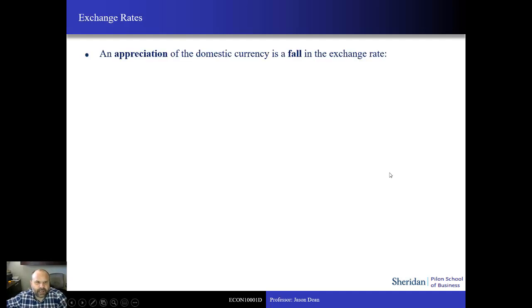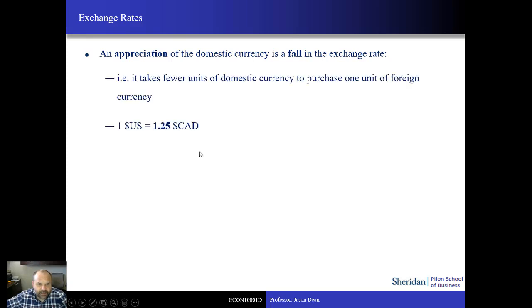So it's important to define what we mean by an increase or decrease in the exchange rate, because it depends on how it's defined, right? As we just saw on the previous slide. If there's an appreciation of the domestic currency, we're going to say that is a fall in the exchange rate. That means that it would take fewer units of domestic currency to purchase 1 unit of foreign currency, right? So for example, if we remember our definition from the previous slide, we had 1 US dollar equals 1.25 Canadian dollar.